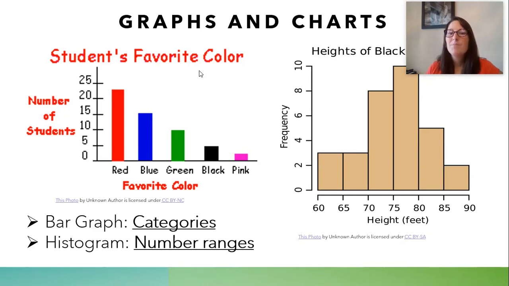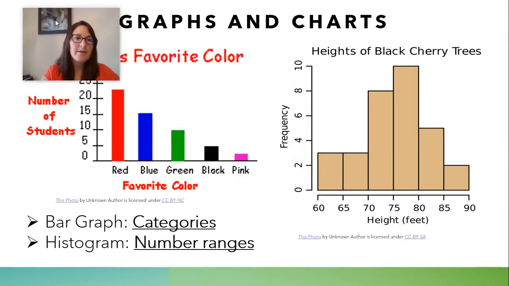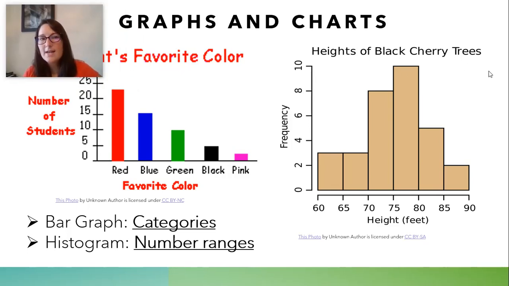Now the histogram graph is going to be the one that's by my picture, and it's number ranges. So the height of black cherry trees. Let me put my picture here. So we're looking at height of trees. You have the height of a tree in feet, and then you have the frequency right here. So it's showing you number ranges.